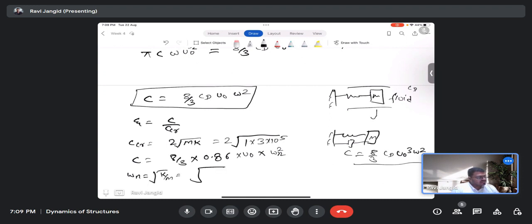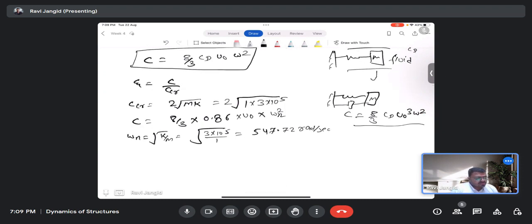So what is my k? 3 into 10 raised to power 5. m is 1. So that comes out to be 547.72 radian per second. Here omega equals omega n, because this is free vibration: I am giving the initial displacement of 20 and then releasing it. Okay.